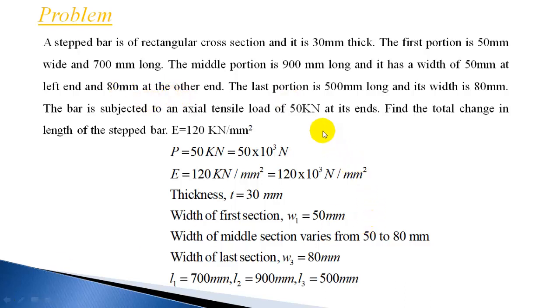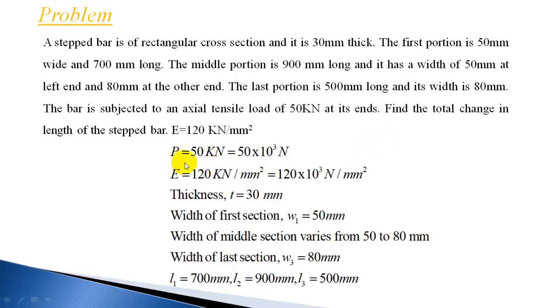And the last portion is 500 mm long and its width is 80 mm. So the last portion, the width is 80 mm. So it's constant width and also thickness is 30 mm. And it's subjected to an axial tensile load of 50 kilonewton. So you need to find out the change in length.